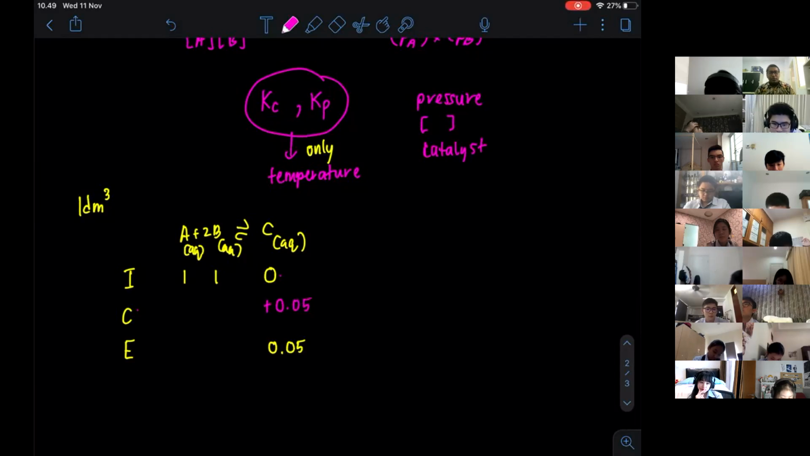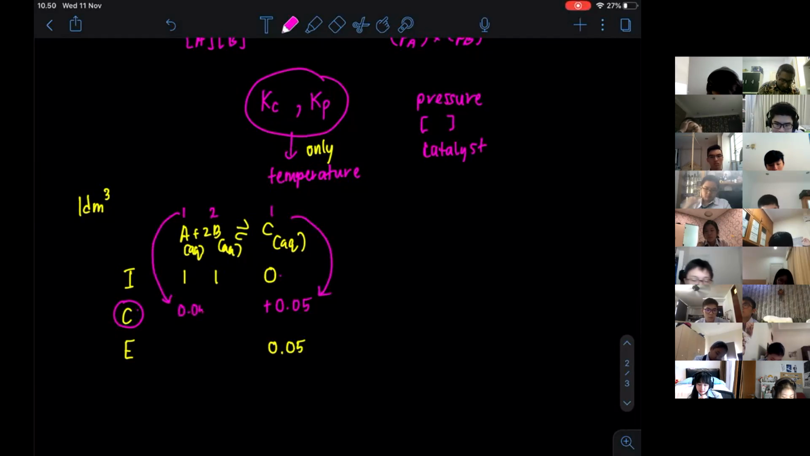In order to do this, do remember your change is affected by the stoichiometric equation. In front of A is 1, B is 2, C is 1. So 1 represents 0.05, so for A it must be the same, 0.05. How about B, which has 2? So here it will be 2 times 0.05, so 0.1. But do remember, for product, you are forming, so it's plus, but for reactants, you are reacting, so minus and minus.